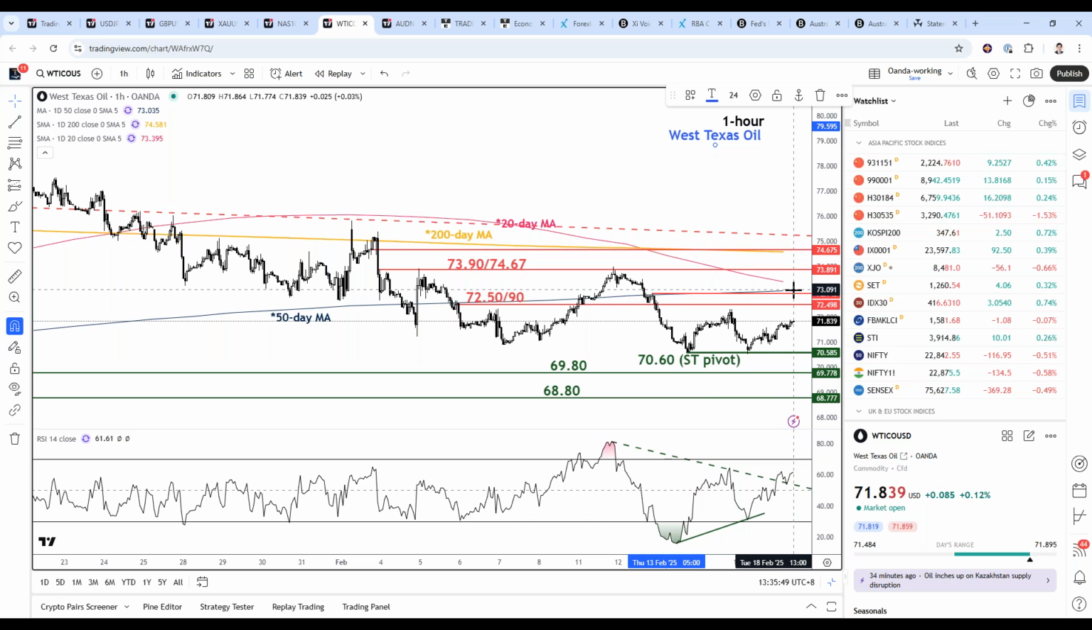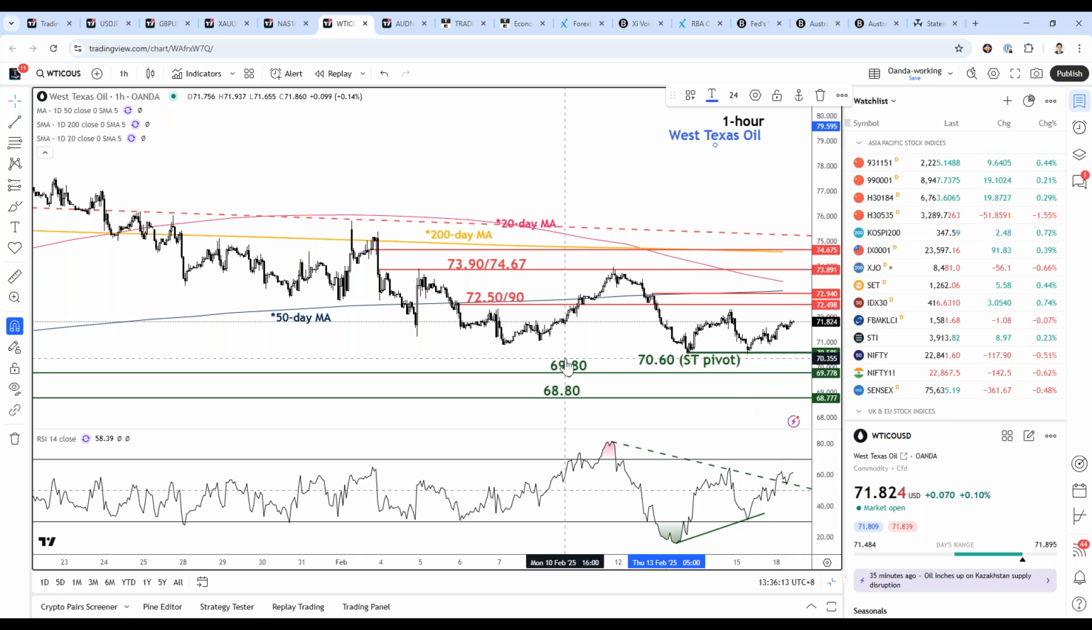Only a breakout above 72.90 exposes the next near-term resistance zone at 73.90/74.67, which is in confluence with the 200-day moving average, acting as the same resistance level as well. Only an hourly close and a breakdown below 70.60 will invalidate today's intraday bullish bias to see the impulsive down move resuming for West Texas crude oil.